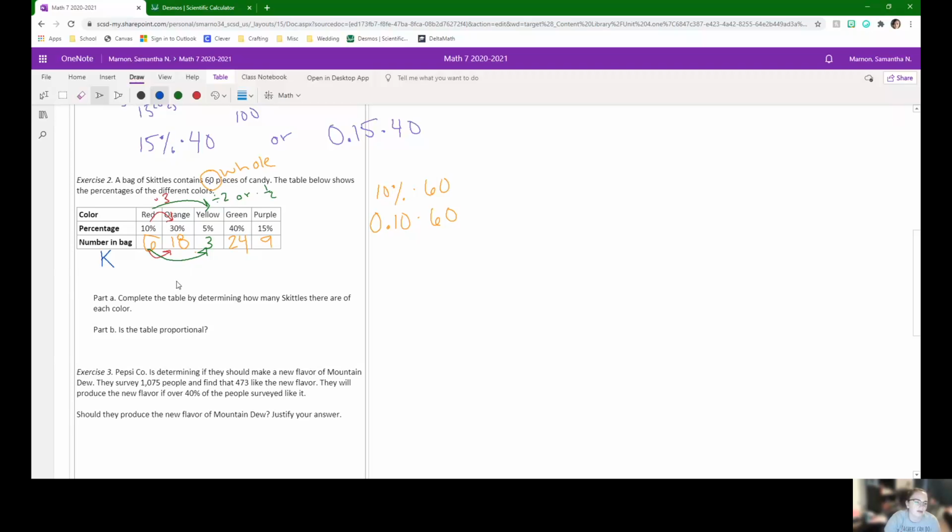Find out what that unit rate is. Show that it is proportional. But yes, it is proportional.